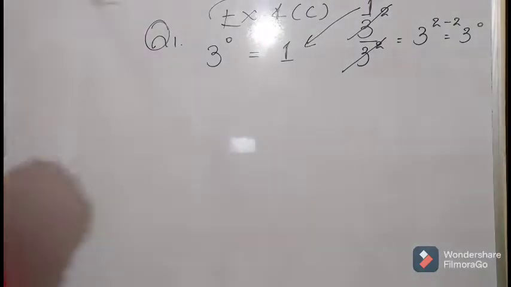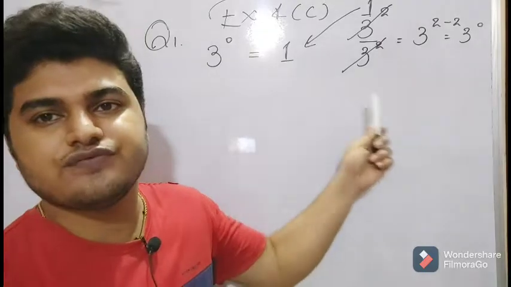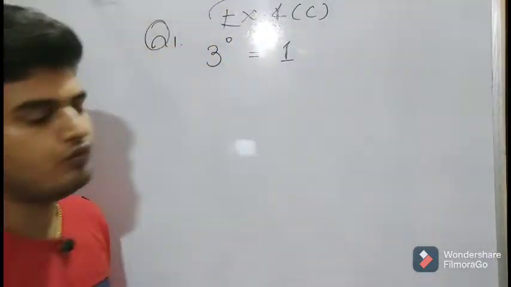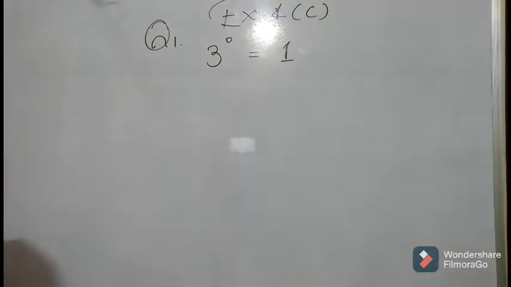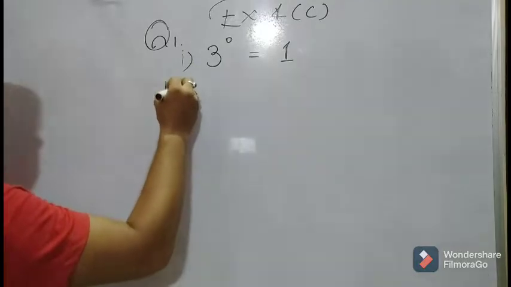So you do not have to write this. This was just for your knowledge. You have to directly write down 1. So this was the first part. Let's see the fourth part.